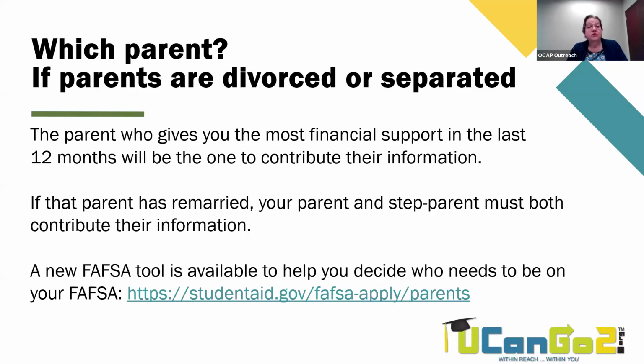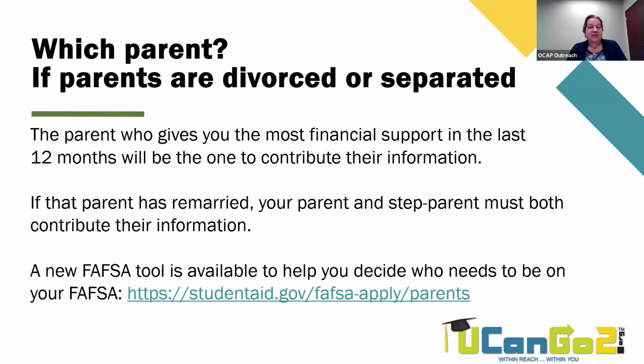If the parents are divorced or separated, the parent who gives the student the most financial support in the last 12 months leading up to this FAFSA will be the one to contribute their information. That's regardless of who the student lives with. It's the parent who provided the most financial support.